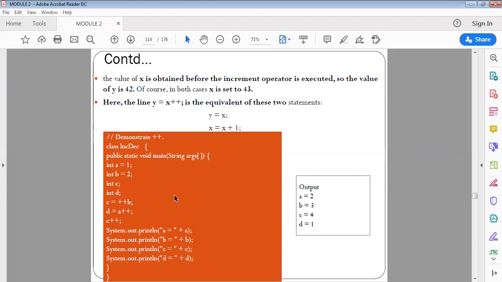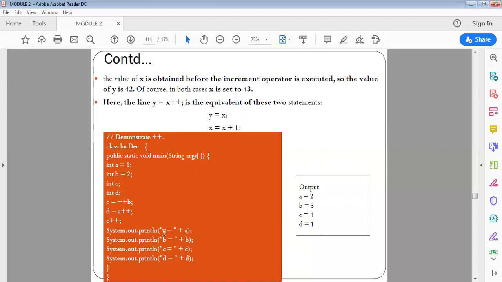So now we come to this particular program. Here we are taking a class IncDec. Under IncDec you have a main function with variables a = 1, b = 2, and c and d. What c, d, and c++ will contain, now we shall see. So c = ++b. Here b is incremented first, and the value is assigned to variable c.